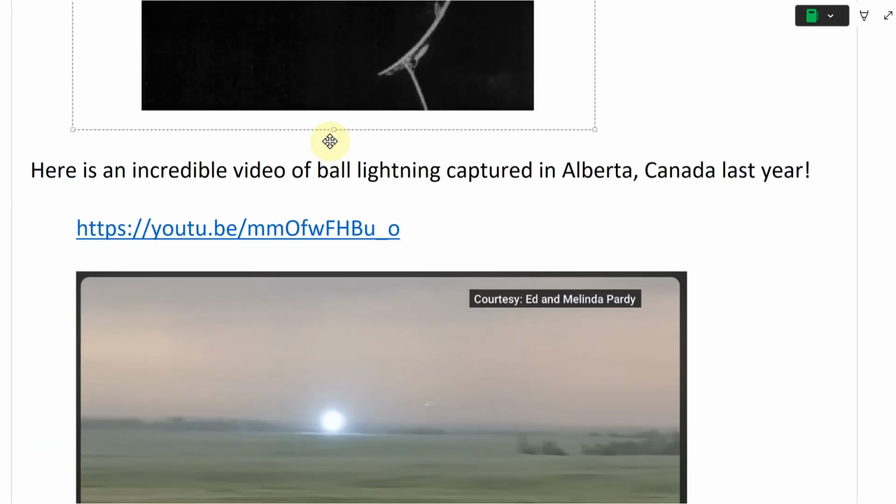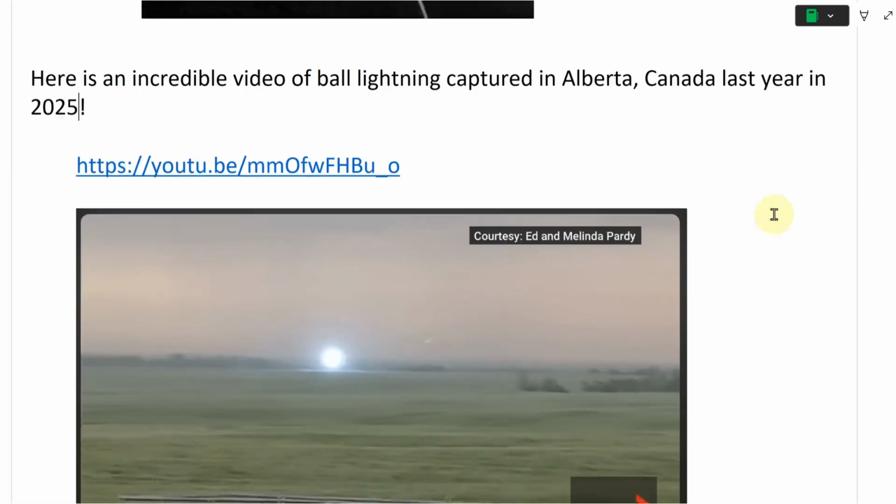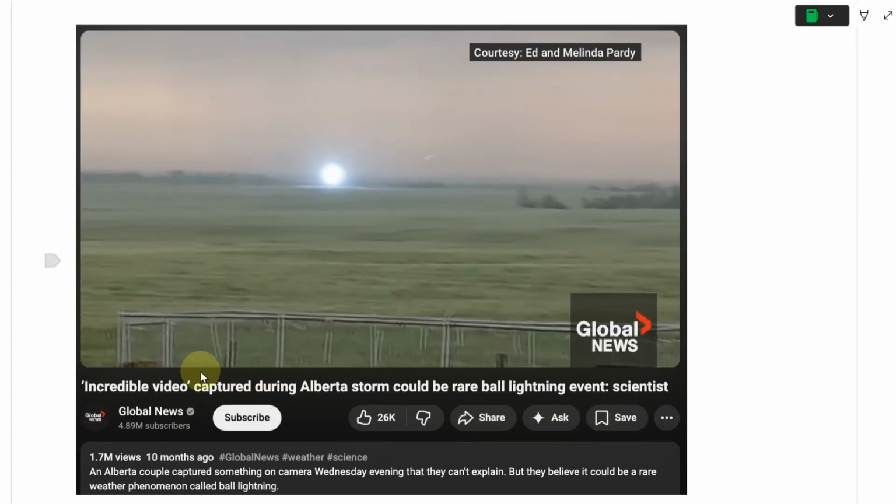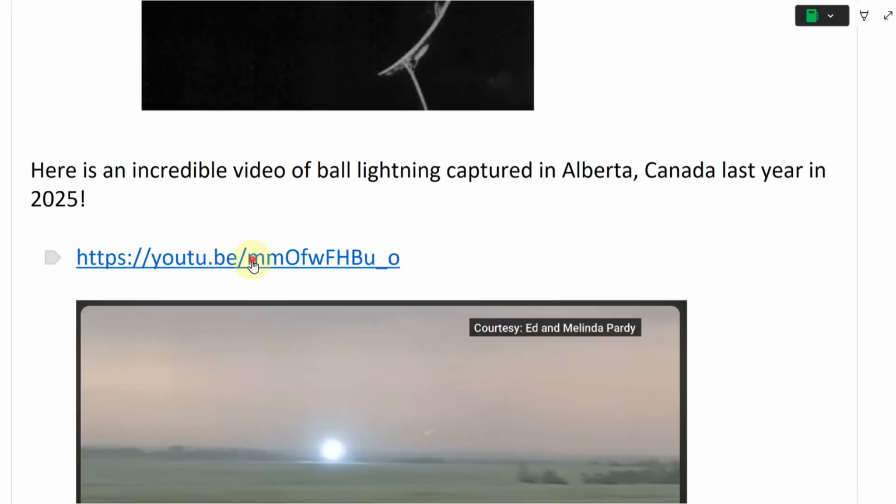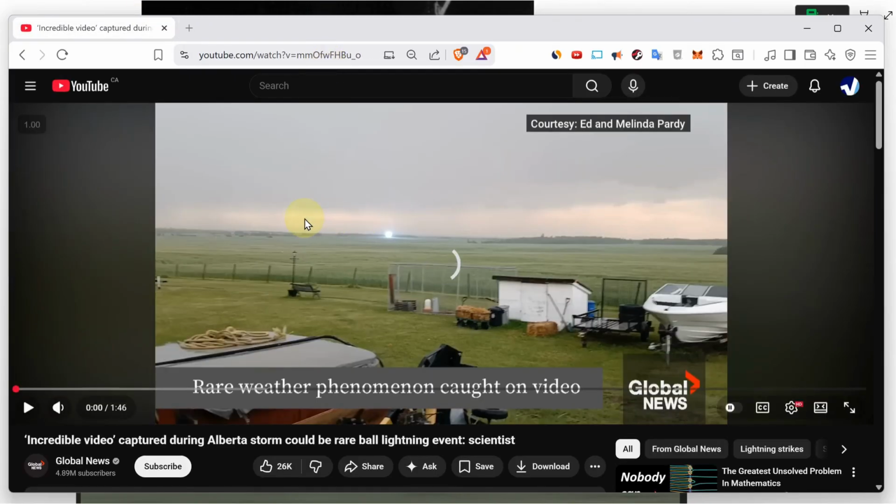And also just for reference, here's an incredible video of ball lightning captured in Alberta, Canada last year in 2025. Yeah, so 2025. So there's video there in Global News. Incredible video captured during Alberta storm. Could be rare ball lightning event. And apparently scientists can't explain that, but they believe it to be a rare phenomenon called ball lightning. So I already have this open. I'm going to play some of this.